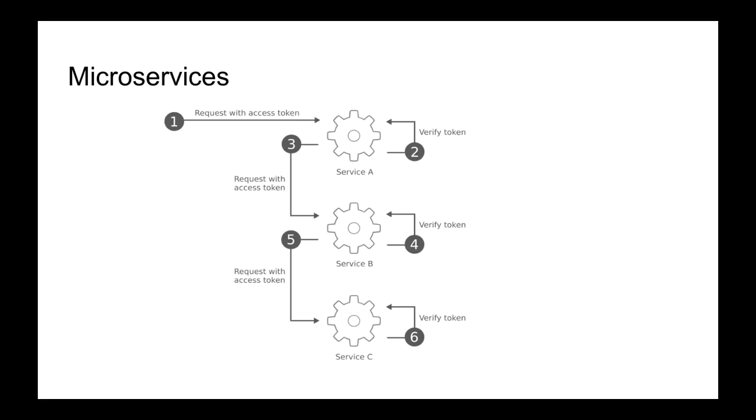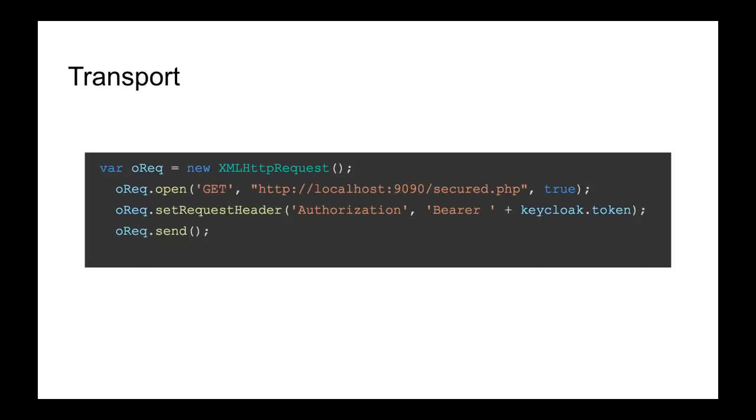I will have service A, which will be a Quarkus application. Service B will be a Node.js service. And service C will be a PHP, yes, you heard it well, a PHP application protected by a sidecar proxy delivered by Keycloak, called the Keycloak Gatekeeper.